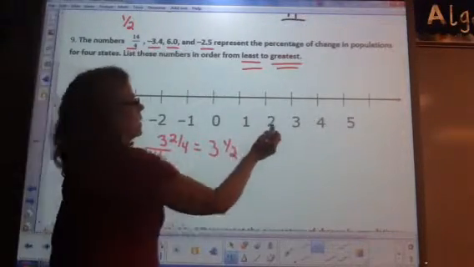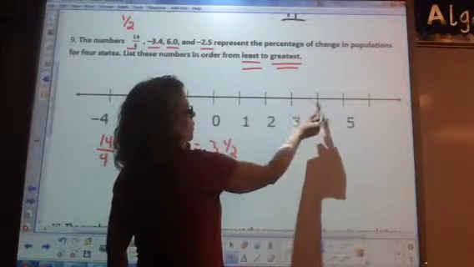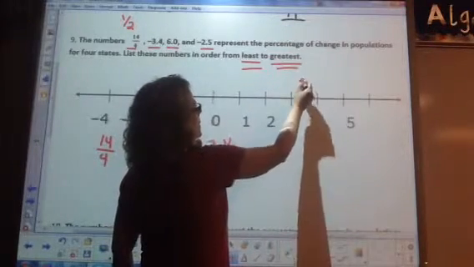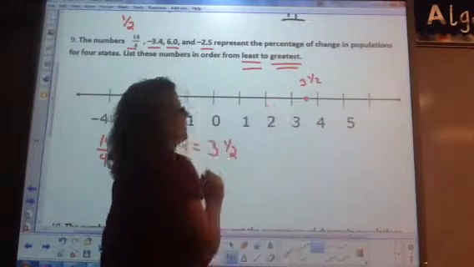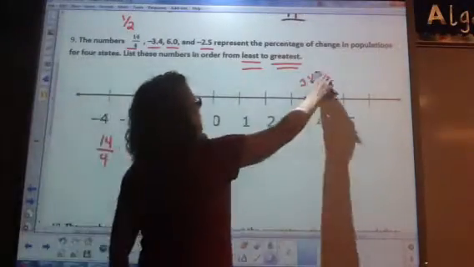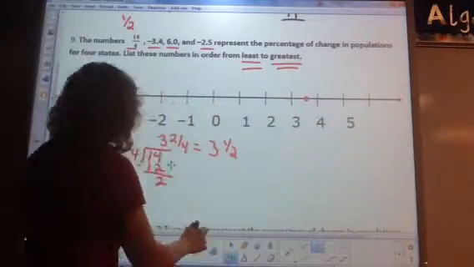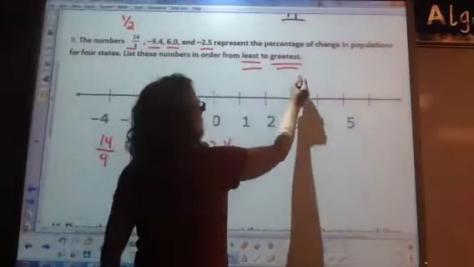So 3 and 1/2 goes between the 3 and the 4. So we'll put a point right here and we'll label that 3 and 1/2. Actually, we don't want to label it 3 and 1/2. We want to label it with the original rational number, which is 14 fourths.